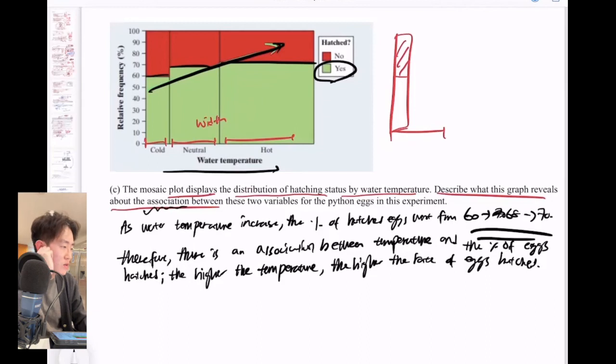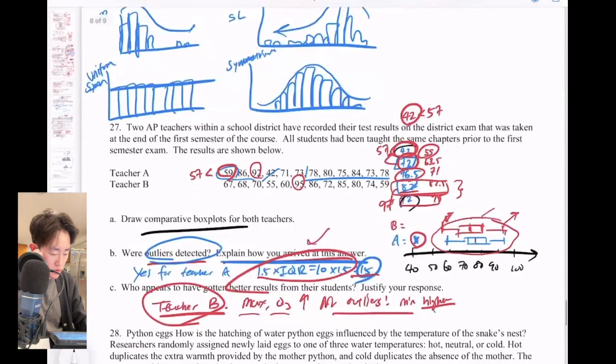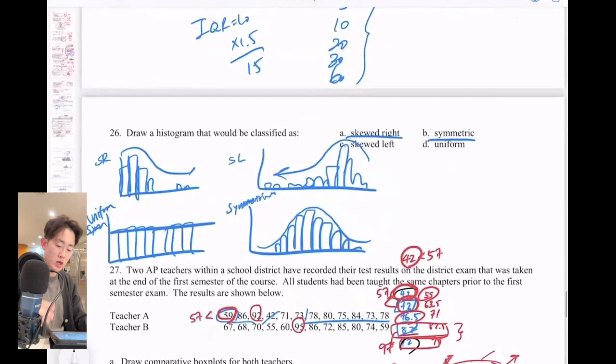That is, I think, what the answer key also says as well, that the more likely chance of you getting eggs hatched is from the hot waters rather than from the cold waters. And I think that should pretty much summarize every question from chapter 1 here.